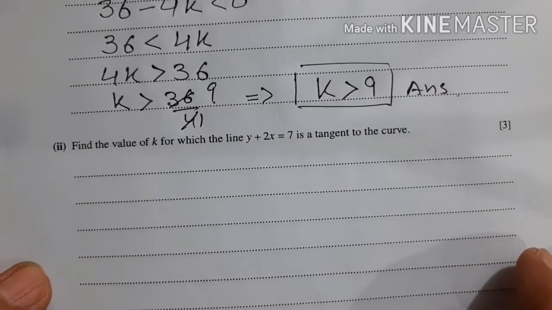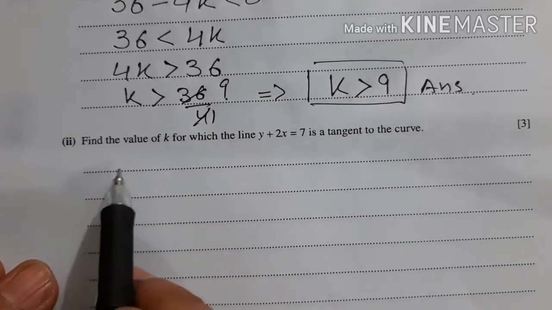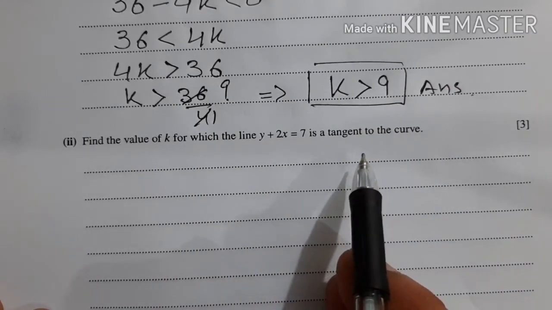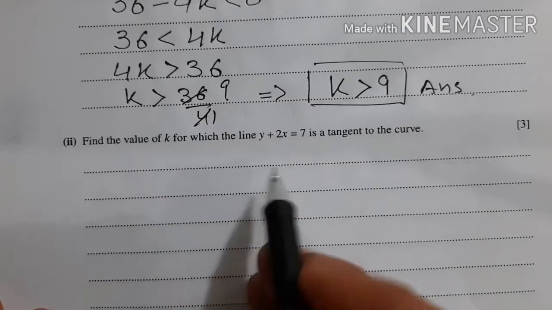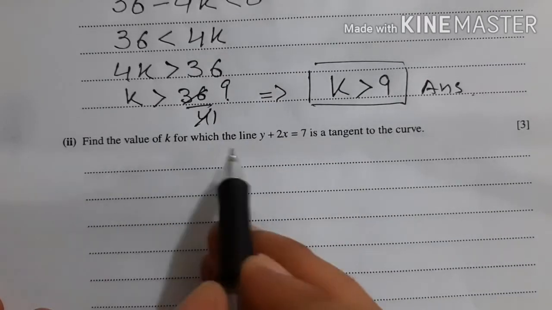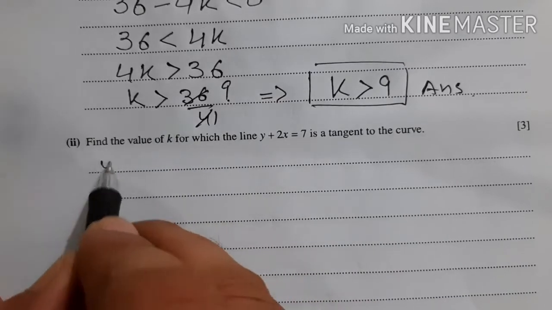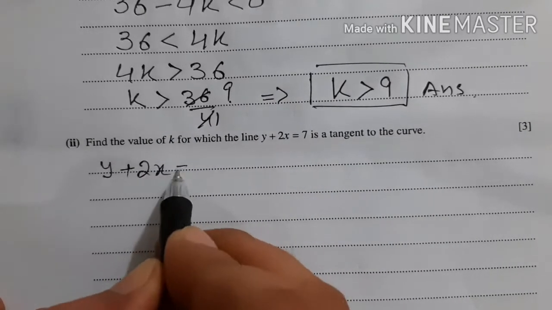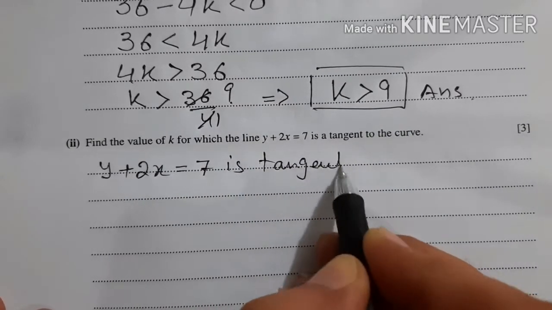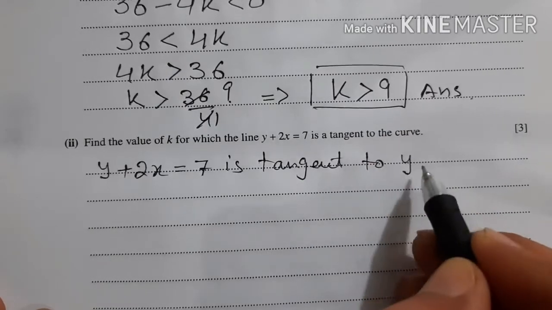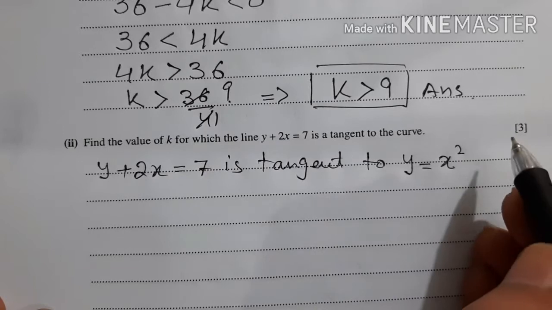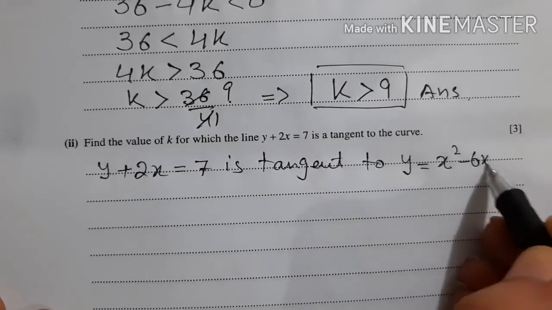Part 2. Find the values of k for which this line is tangent to the curve. So since y plus 2x is equal to 7 is tangent to y equals our main curve, which is y equals x squared minus 6x plus k.